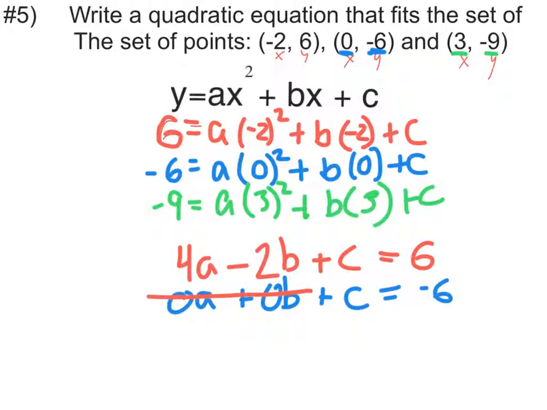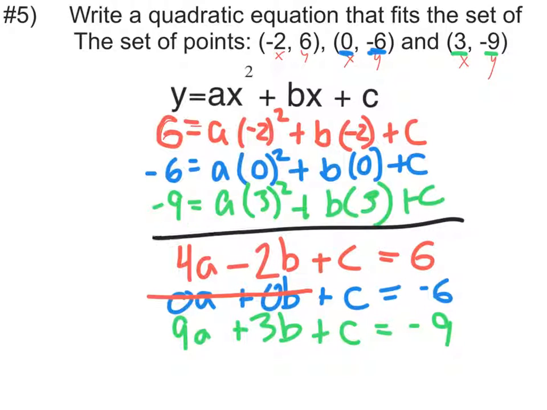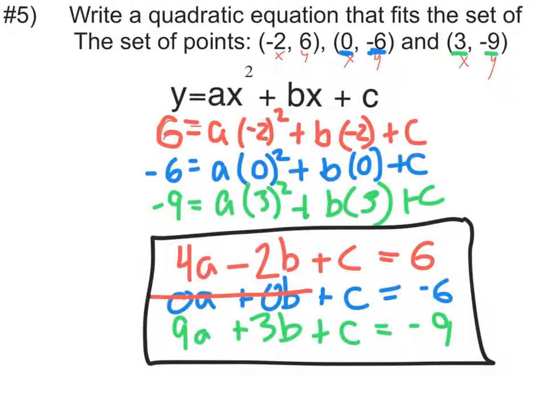Let's do the third equation. So we're really going to have 9a plus 3b plus c equals negative 9. And ladies and gentlemen, this is the new 3 by 3 system that we're going to be solving. But it's even easier because that blue equation is not even a 3-variable equation.